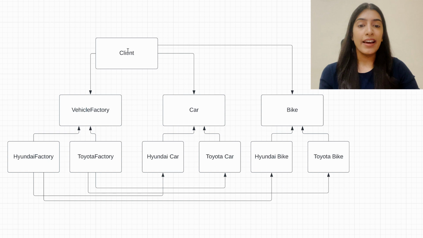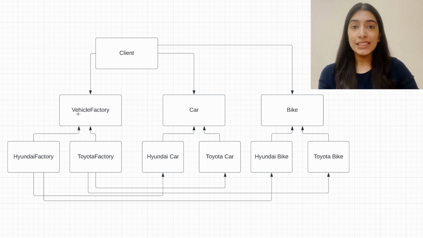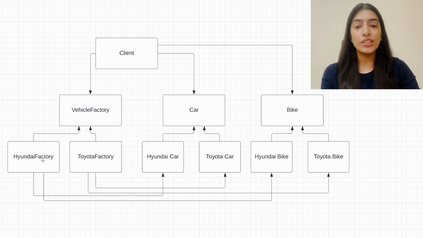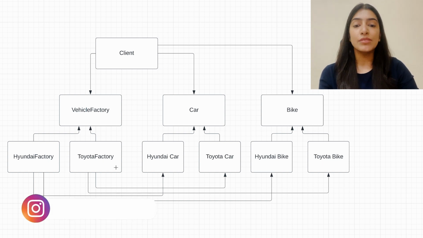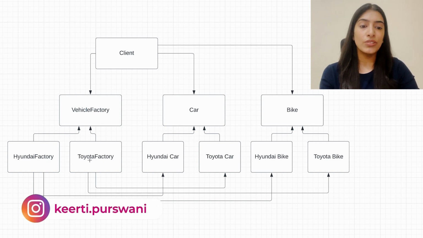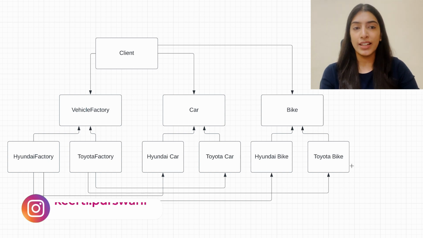As you can see in the diagram, what our client is going to do is use the vehicle factory to create a car and a bike. So client doesn't have to care, okay, are you creating a Hyundai car, Toyota car? It's going to just tell the vehicle factory itself that I want a Hyundai vehicle or a Toyota vehicle. So depending on that, a Hyundai factory or a Toyota factory will be created. And if it's a Hyundai factory, it is either going to create a Hyundai car or a Hyundai bike. Similarly, if it's a Toyota factory, it's either going to create a Toyota car or a Toyota bike.